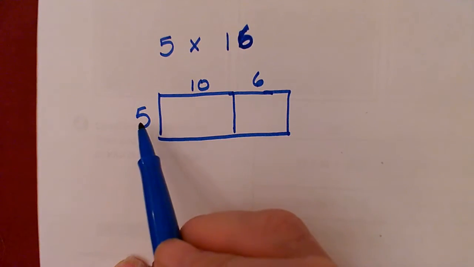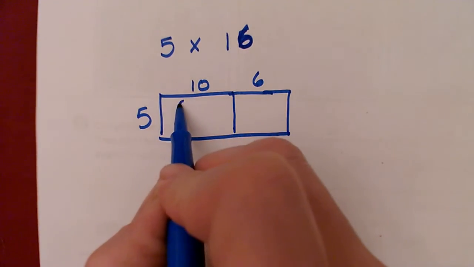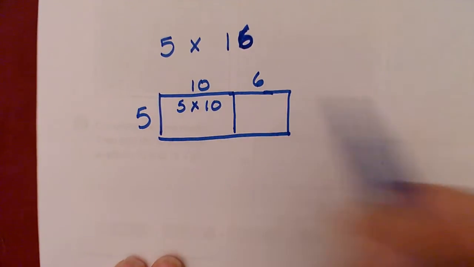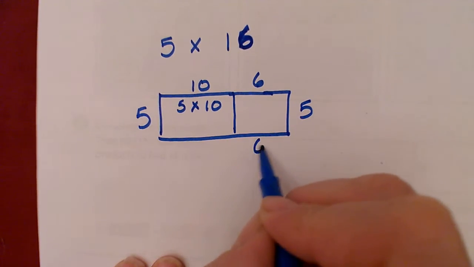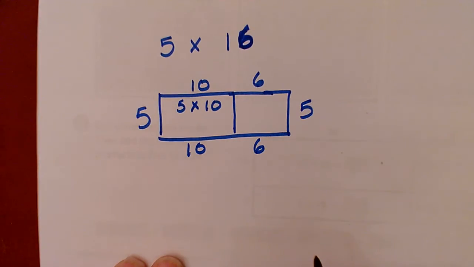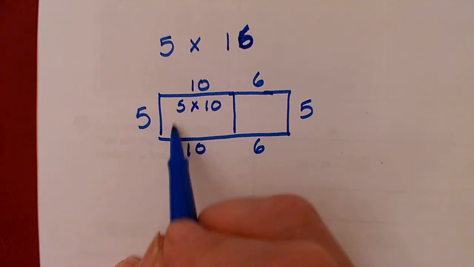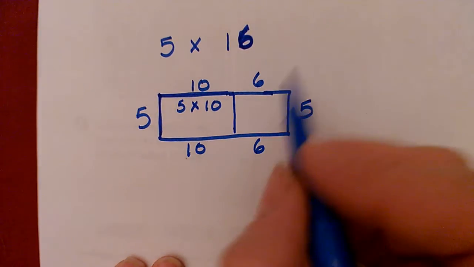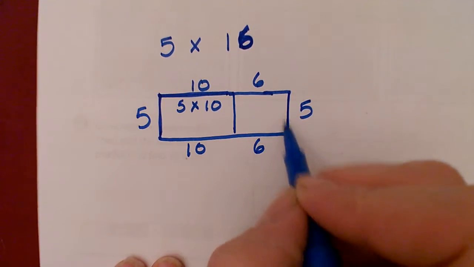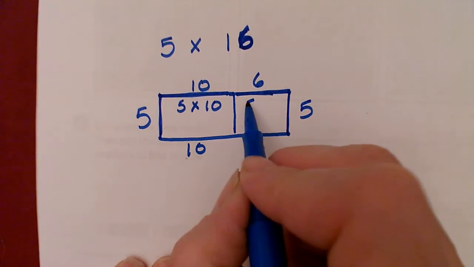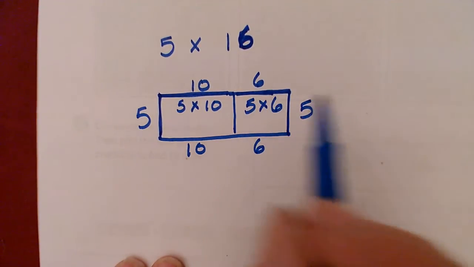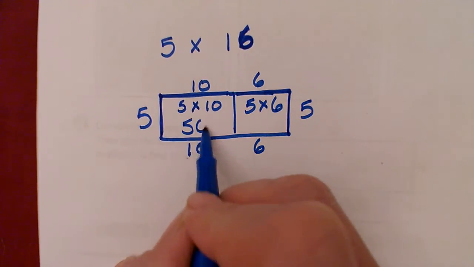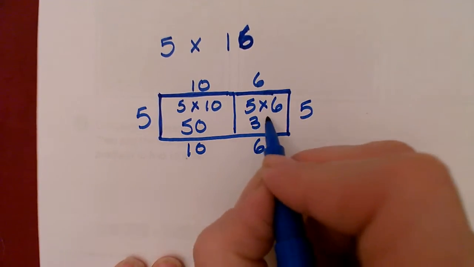And it would look like this. So now what I'm doing is I'm doing 5 times 10. But remember, I like to put my numbers here also, all the way around. So this square is 5 times 10, because it's 5 this way and 10 this way. But this square is going to be 5 by 6. And they're not squares, they're actually rectangles. So this one will be 50, and this one's going to be 30.